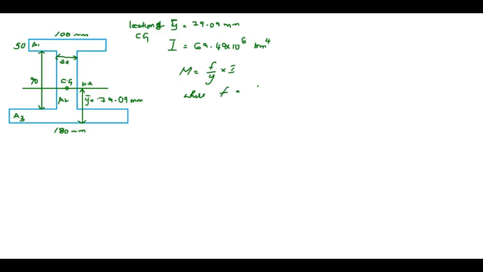f is equal to f max, which is f tension, equal to 40 Newton per mm square. So remember, in this equation 1, f represents the stress. We have two allowable stresses, maximum tensile stress and maximum compressive stress. Which stress should I substitute in the place of f and find the M?